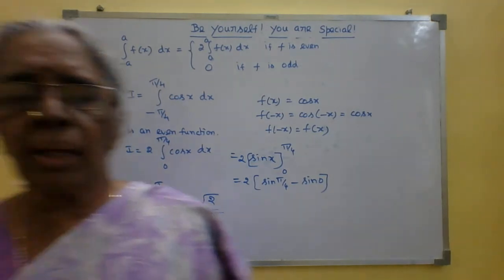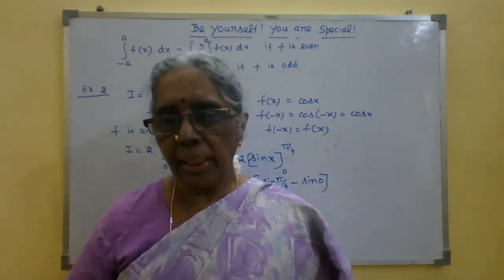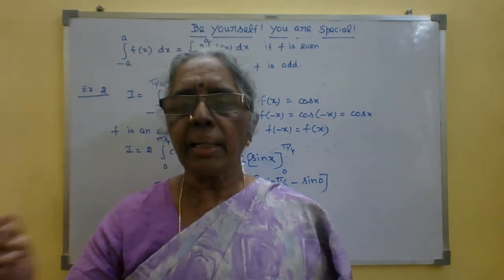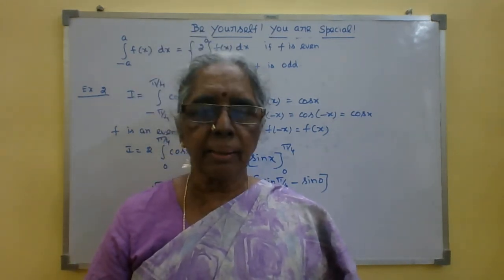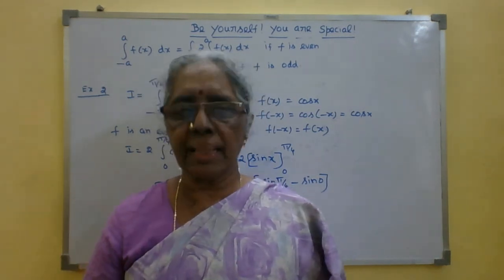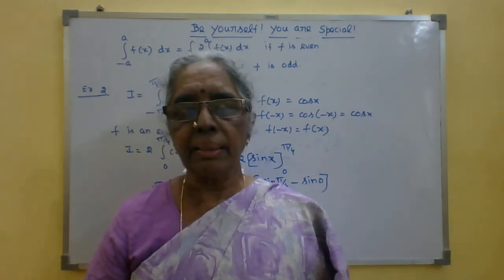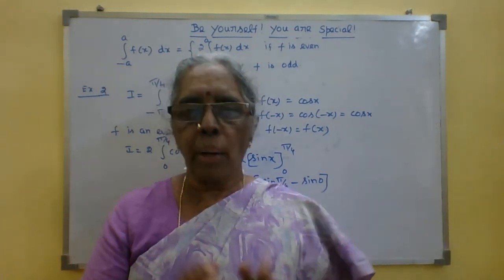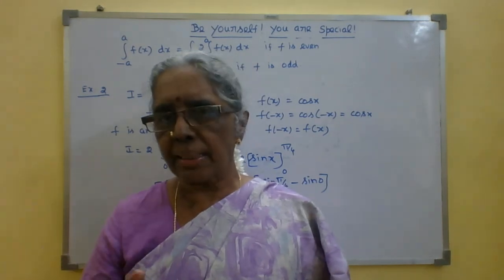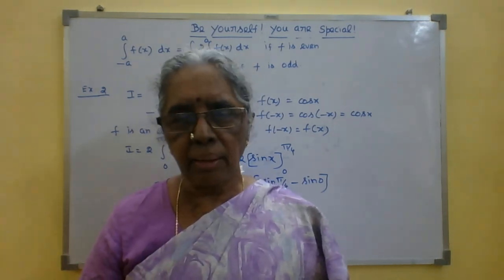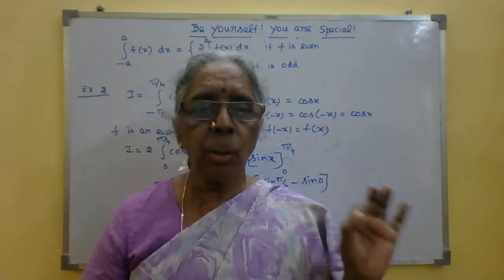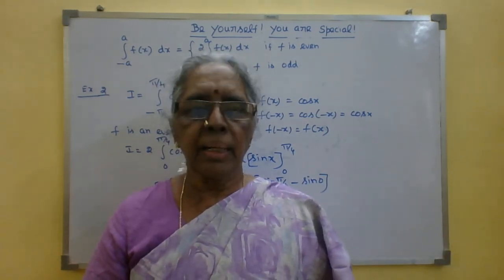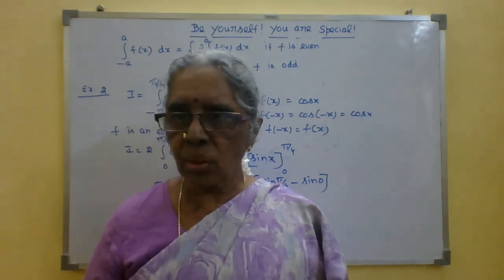So do you understand how to use this property? So today we have seen two properties. One is integral a to b f of x dx is equal to integral a to b f of a plus b minus x dx. Okay. Then second one is integral minus a to a f of x dx is equal to twice integral 0 to a f of x dx if f is an even function. It is equal to 0 if f is an odd function. Remember what is an odd function, what is an even function. Let us see some more examples in the next video.